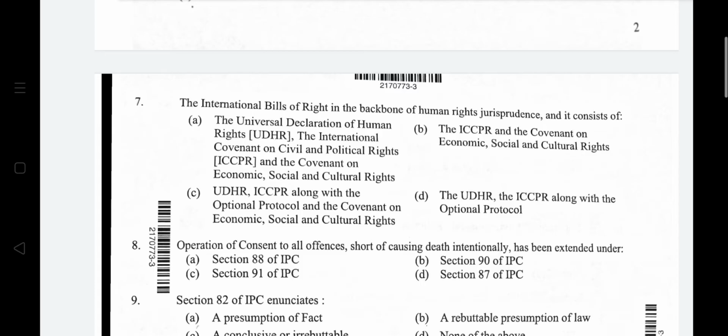Question number 8. Operation of consent to all offences short of causing death intentionally has been extended under option A, section 88 of IPC, B, section 90 of IPC, C, section 91 of IPC, D, section 87 of IPC. Answer is A, section 88 of IPC.